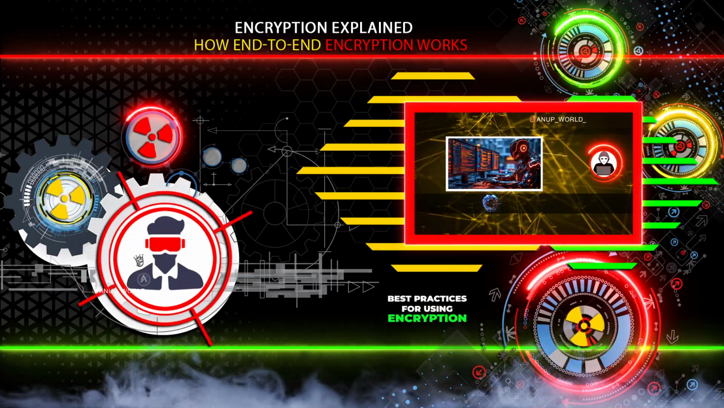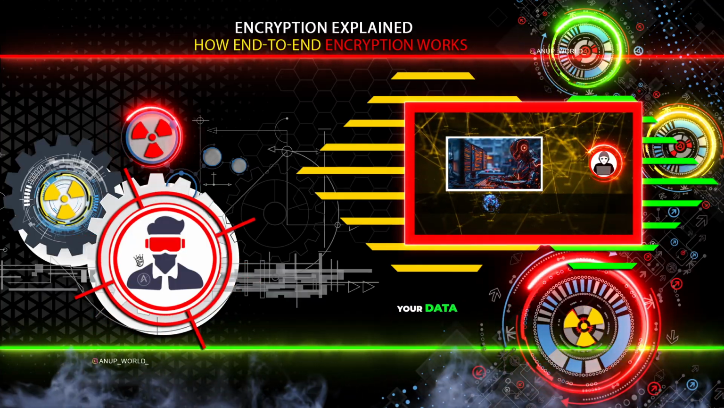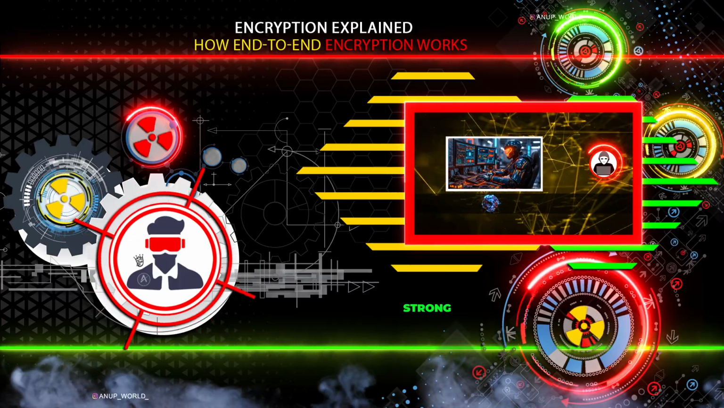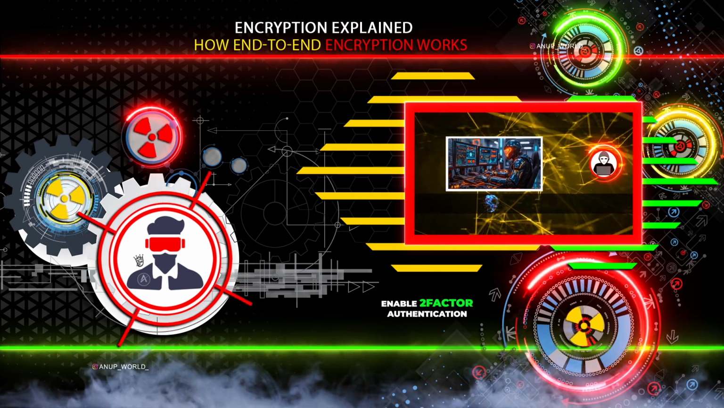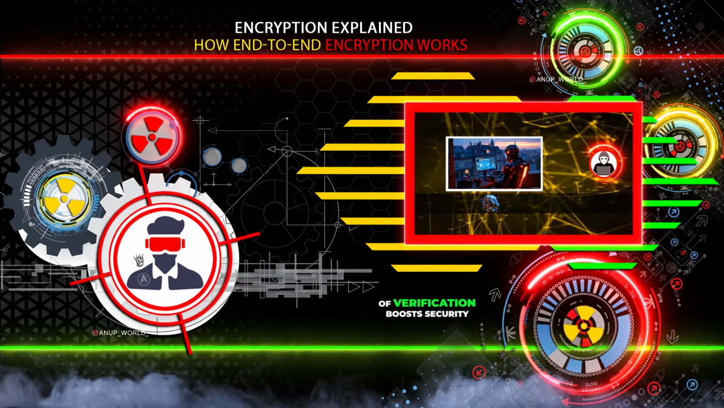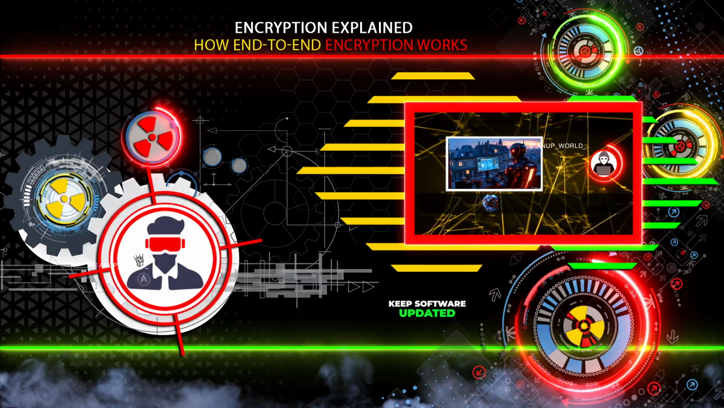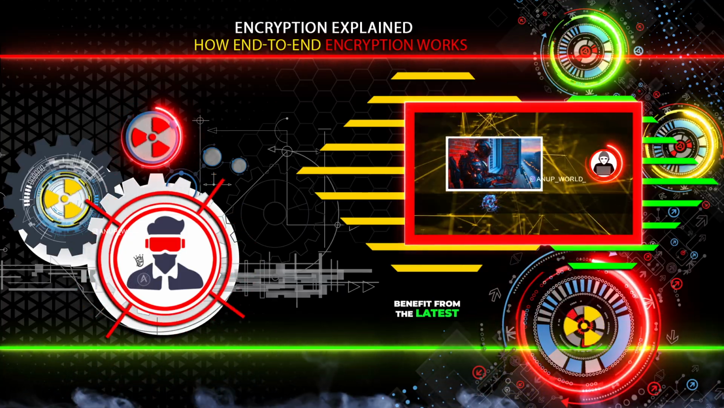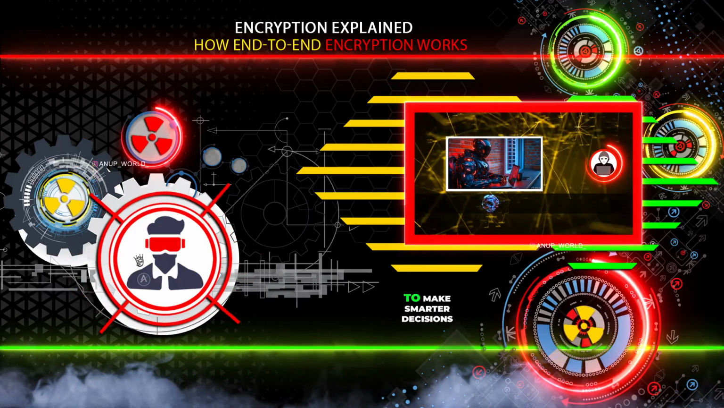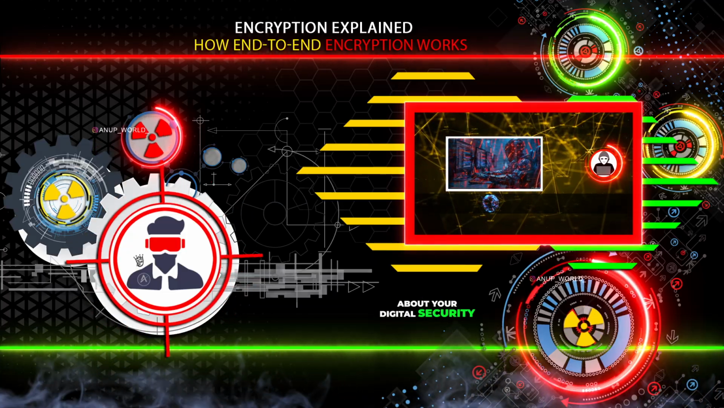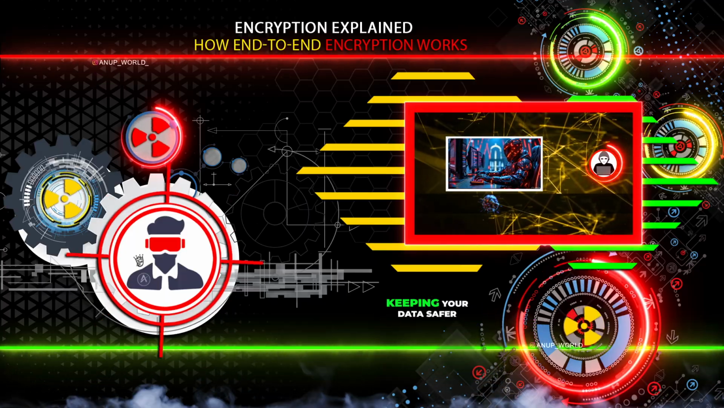Best practices for using encryption. To get the most out of encryption, follow these best practices to protect yourself and your data. Use strong passwords. Strong, unique passwords reduce the risk of brute force attacks against encrypted data. Enable two-factor authentication. Adding an extra layer of verification boosts security, even if encryption keys are compromised. Keep software updated. Regular updates ensure you benefit from the latest encryption protocols and bug fixes. Educate yourself. Staying informed empowers you to make smarter decisions about your digital security. Empowered users. Following best practices maximizes the effectiveness of encryption, keeping your data safer than ever.